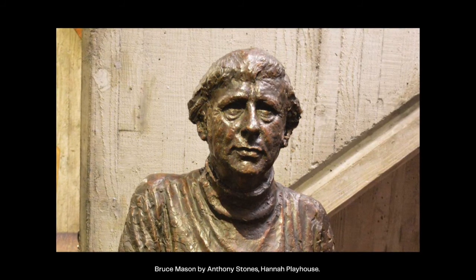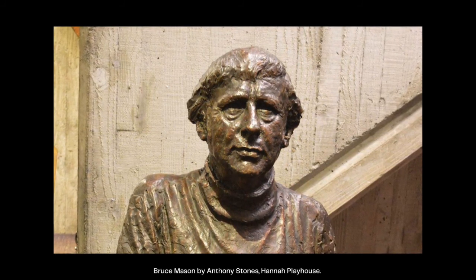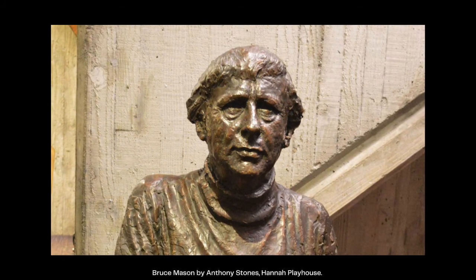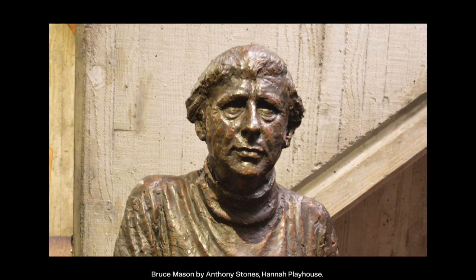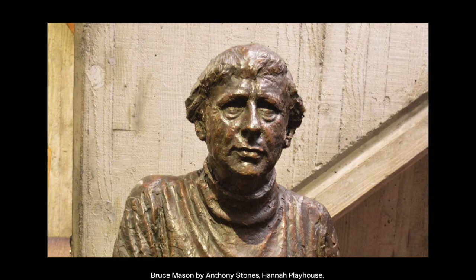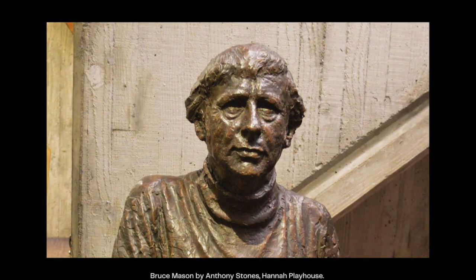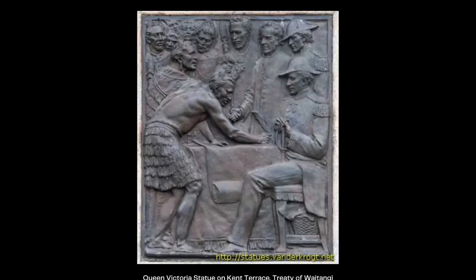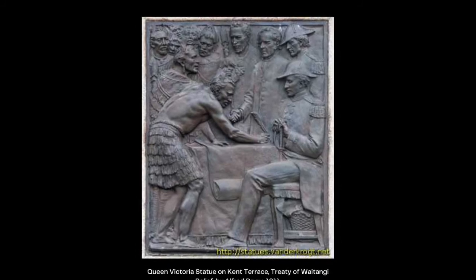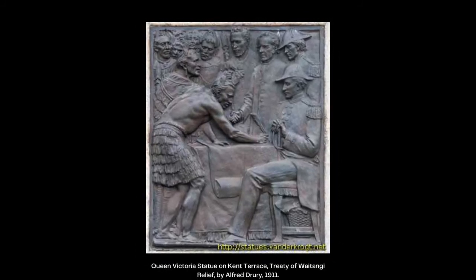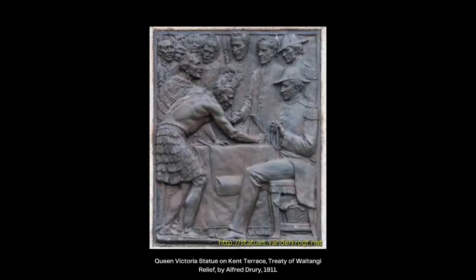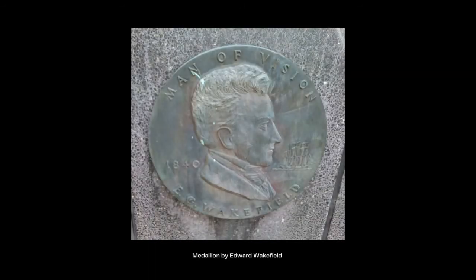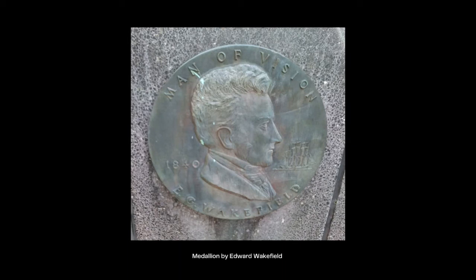As for reliefs, the only examples of any profile I've found in Wellington are those around the base of the Queen Victoria statue, most significant being that of the signing of the Treaty of Waitangi. They are by the same artist, Alfred Drury, who did the statue above. However, here is another that just qualifies, a bas-relief of Edward Gibbon Wakefield on the terrace.